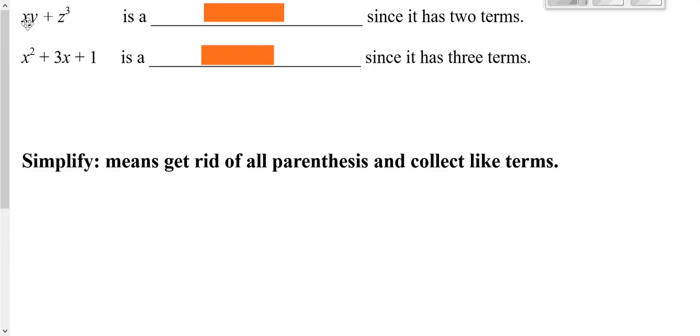So here we have two terms added together. When you have two terms added together, we call that a binomial. Three terms added together, we call that a trinomial. Now, a lot of the directions you'll be coming across will be saying simplify. Simplify means eliminate all parentheses and combine any like terms.